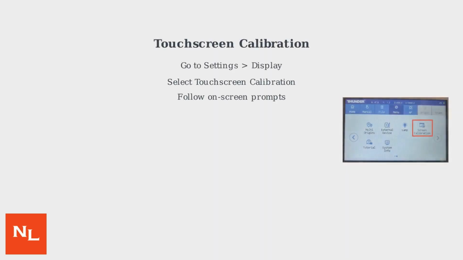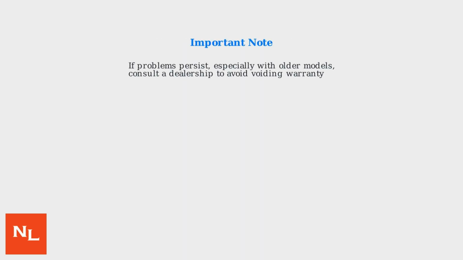For touchscreen issues, navigate to Settings, then Display, and select Touchscreen Calibration. Follow the on-screen prompts to realign the sensitivity. If problems continue after these resets, particularly with older models, consult a dealership to avoid voiding your warranty.